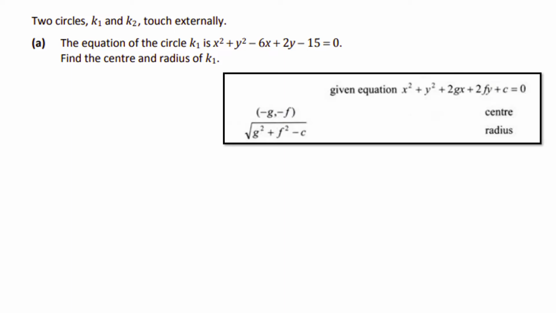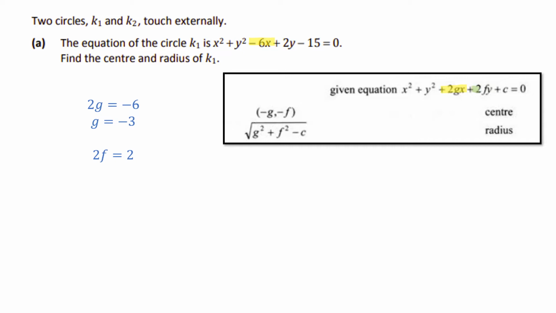So in our log tables on page 19, we find the circle section, and they tell us when we're given this equation in that form, the centre is (minus g, minus f), and the radius is the square root of g squared plus f squared minus c. So from my equation, 2g is equal to minus 6. So I'm looking here at that 2gx, and it's minus 6x, which shows me that 2g is equal to minus 6. So g is equal to minus 3.